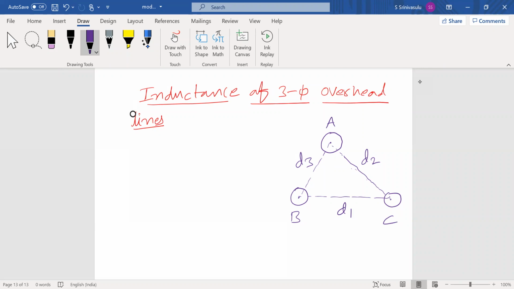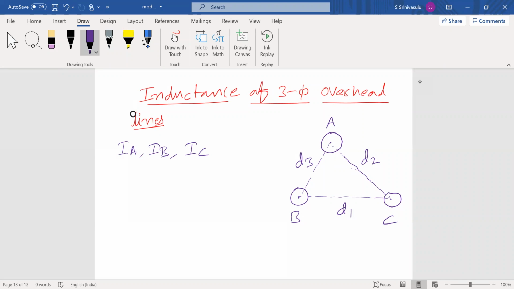Now assume that conductor A carries the current IA, conductor B carries the current IB, and conductor C carries the current IC. Each conductor carries its own current: IA, IB, IC.